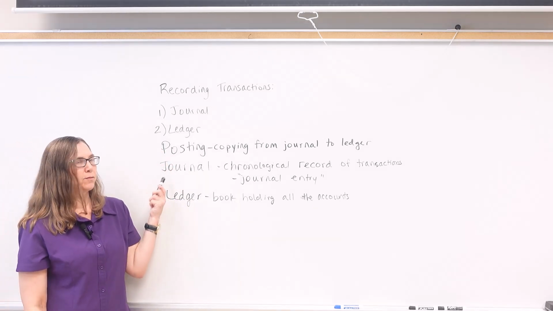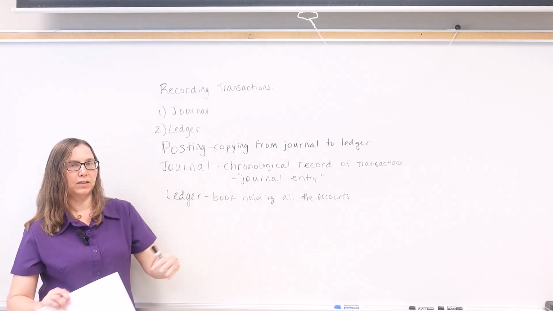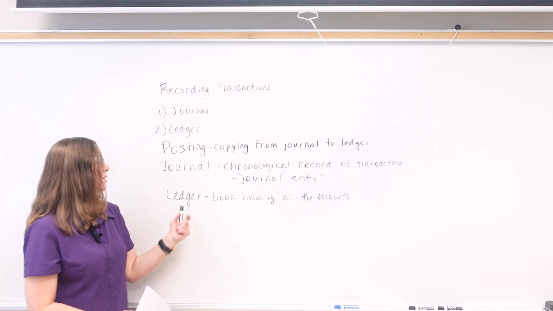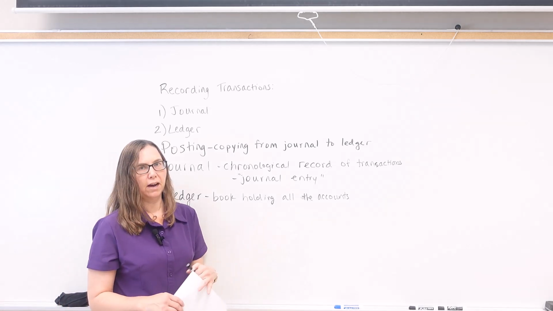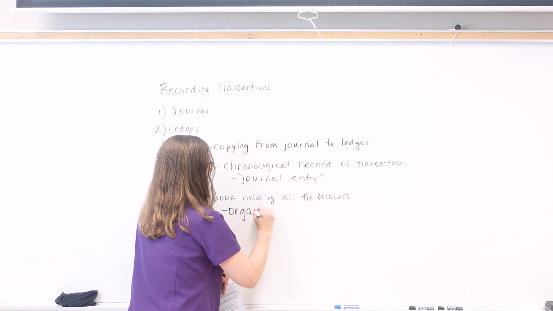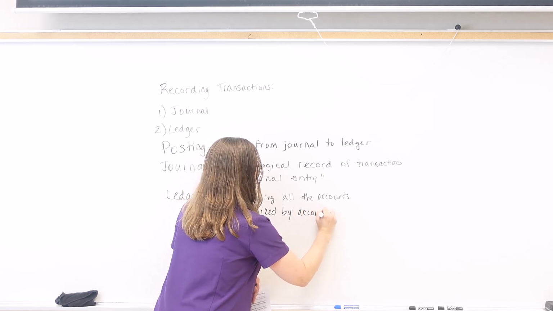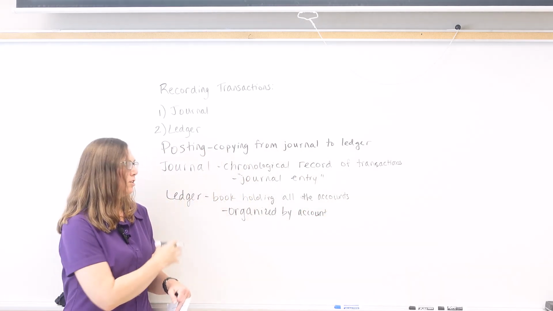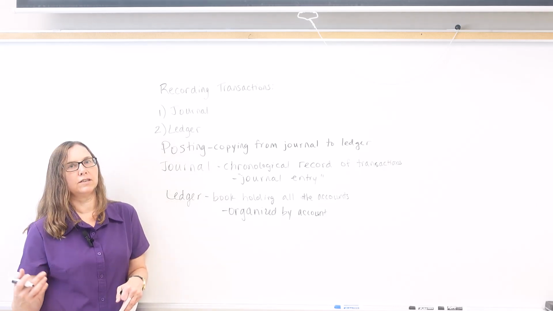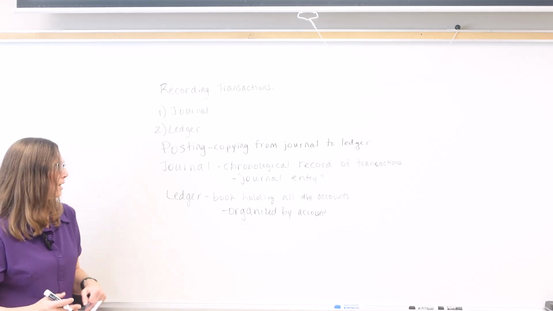The journal is organized by date. It's in chronological order, so whatever happened on a specific day is going to be with other things that happened on that same day. But then the ledger is going to be organized by account. So anything that happens to cash is going to be in the cash ledger. Anything that happens to advertising expense is going to be in the advertising expense ledger. So that's how it's organized.